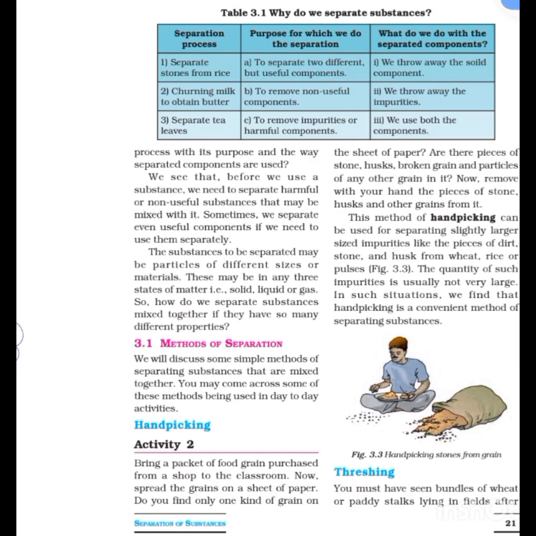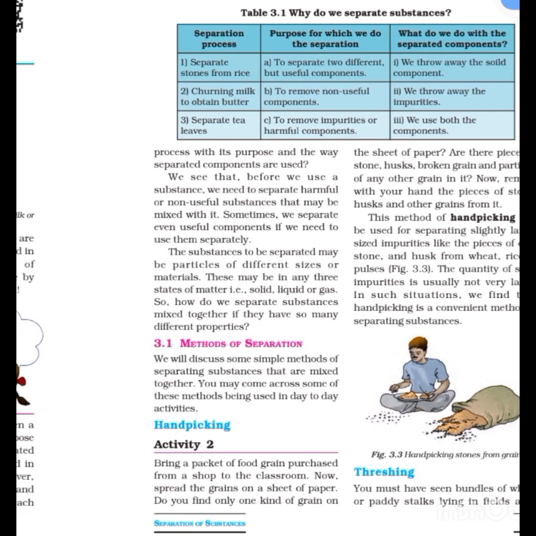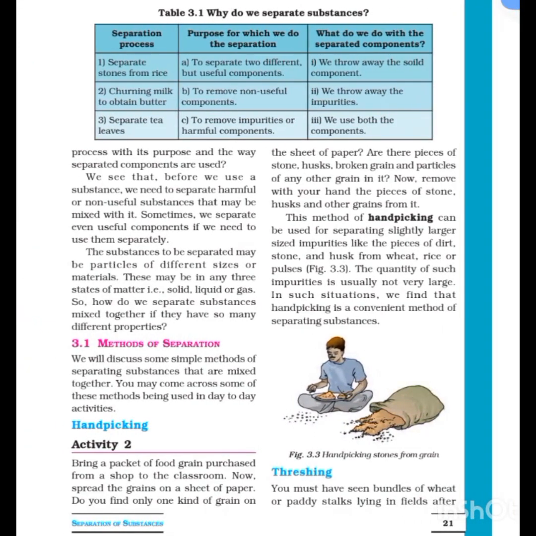So churning milk to obtain butter, this is a separation process. Okay, purpose for which we do the separation, to remove non-useful component. इसमें भी आप देख सकते हैं जब हम घी बनाते हैं ना, छाछ निकलती है. We throw away the impurities. Okay, separation process: separate tea leaf from tea. Okay, then to remove impurities or harmful components, then we use both the components.